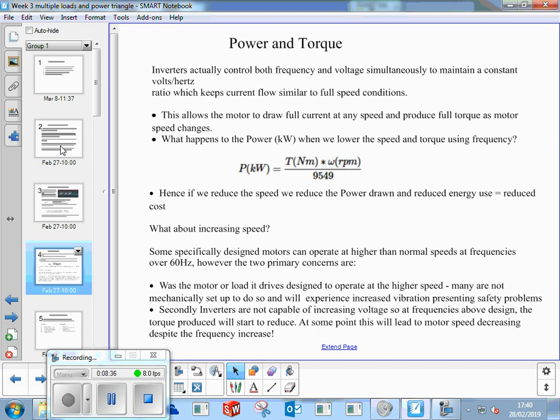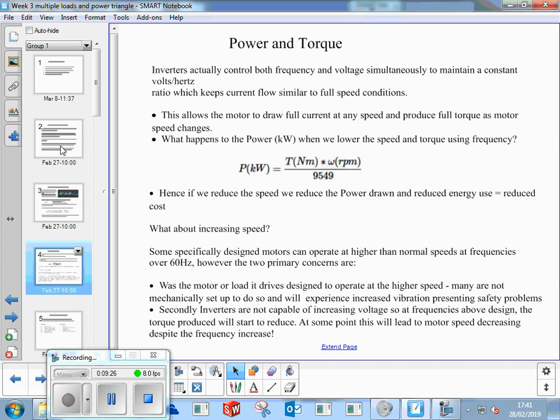Some specifically designed motors can operate at higher than normal speeds at frequencies over 60 Hertz. However, there are some primary concerns. Was the motor or loaded drives designed to operate at higher speeds? I've experienced this with things like conveyors. Oh, we can run that conveyor really fast now because we can set the frequency to 70 Hertz, 80 Hertz. But was the mechanical system designed to operate at that high speed? Was the motor designed to operate at that high speed? Many are not mechanically set up to do so. So you could get premature bearing problems and such like if you try and run them more than their rated maximum speed.